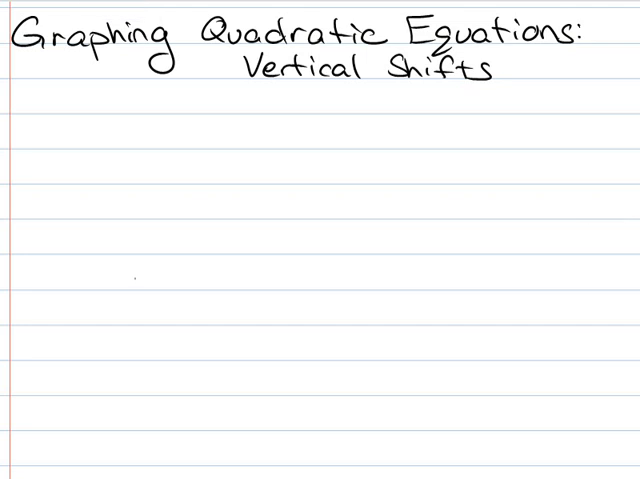Okay, so now what we want to do is look at how to graph quadratic equations. First of all, we're going to look at vertical shifts, but hopefully I'll be able to introduce that without getting too technical. A quadratic equation in general is anything with a squared term in it. So we might have something like, this is your most basic quadratic equation, y equals x squared. When we graph that, it's actually going to look like a parabola.